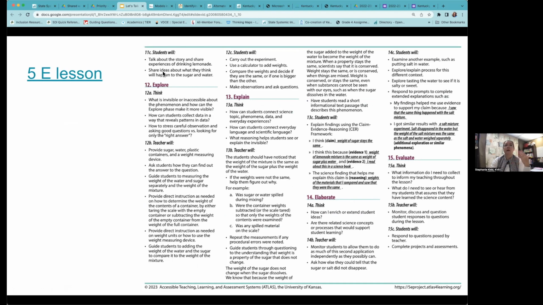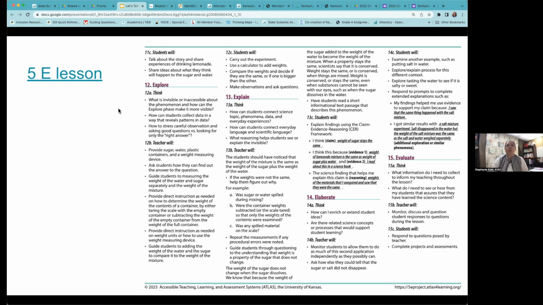And then they're going to share ideas about what they think will happen to the sugar in the water. So most of our kids love lemonade or something to drink that probably includes some sugar. And so we could create these tasks for them to do. And so we're having them just maybe watch us create the lemonade, or maybe they're creating the lemonade themselves and they're having to look at it.